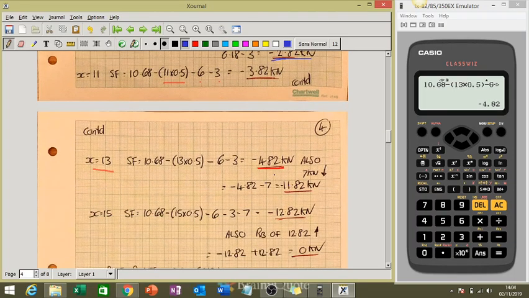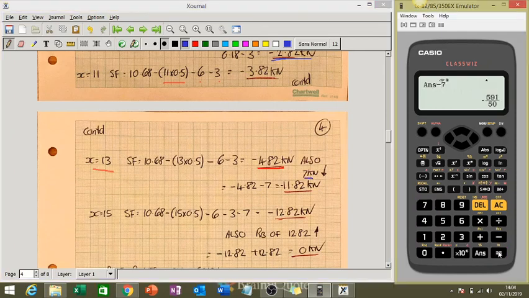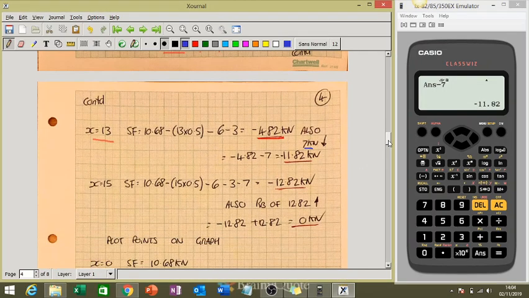So we've got 4.82 minus, and also the 7 kicks in. So take away 7. Gives me 11.82. So we've got that point and that point, 2 points on the graph. The last one, x equals 15. Don't forget this beam is in balance, so we would expect it to come back to 0 at x equals 15.